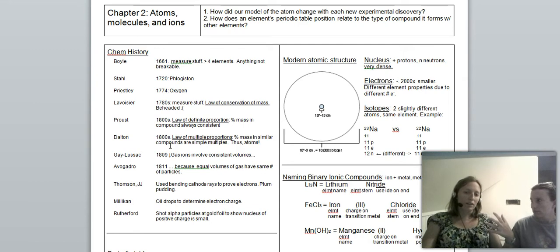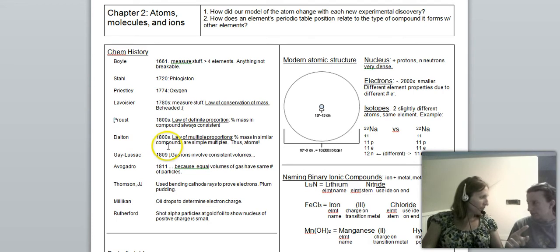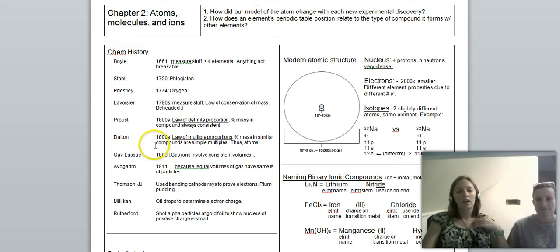And that's the kind of thing that led him to think, oh, so there's something going on down at the small level with countable items. It's a 1-to-2 ratio. One of them's here, two of them's here, which gave him the idea of atoms. And Dalton was the dude that came up with the theory of atoms, the atomic theory, yes. So he came up with those 4 points of atomic theory.